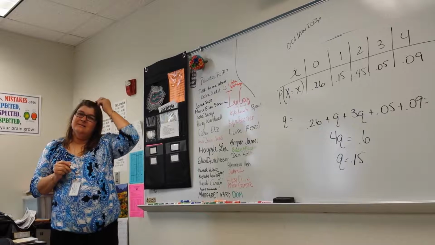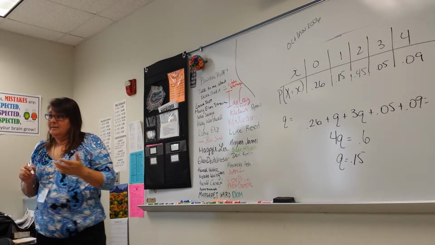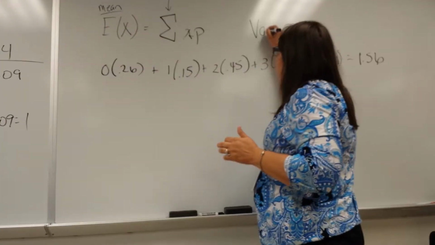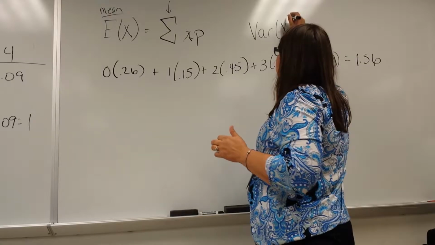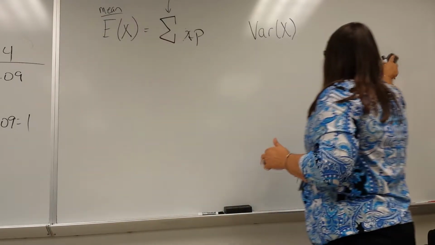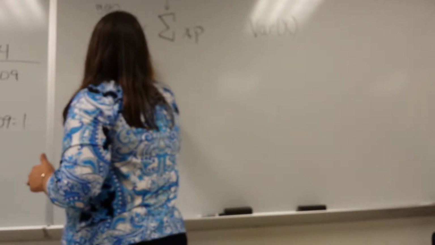And variance. Okay, so let's talk about the actual formula for variance. Is it still big X or little? Big X. So I'm going to erase this, because this is just the work we did to get to this. I'm going to put 1.56 was our answer.